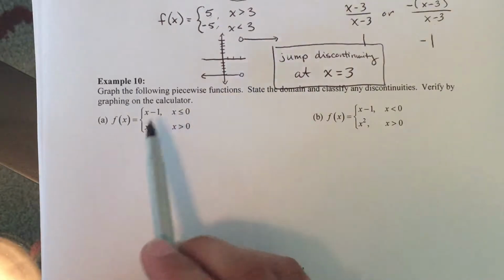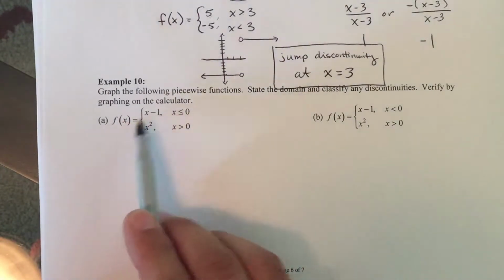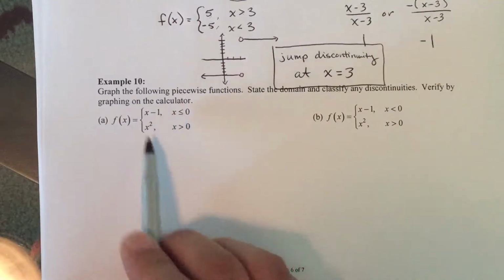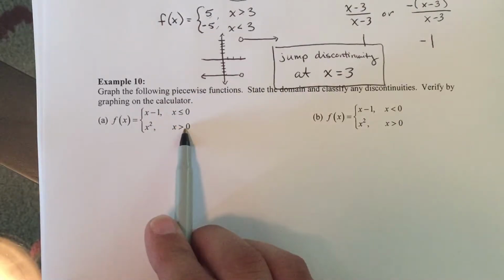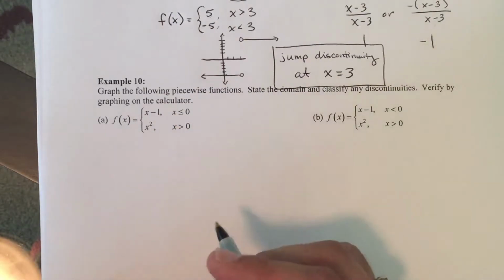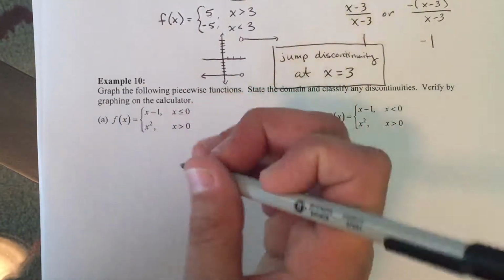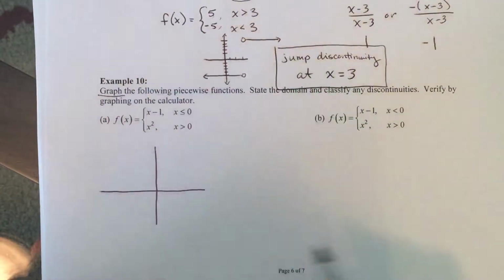So when you're dealing with piecewise functions, look at how this function is defined. This says y equals x minus 1 anytime x is less than or equal to 0, and y equals x squared anytime x is greater than 0. Okay? I kind of like to jump straight into graphing these, but we could set up a table. If you want to set up a table, I'll do that on the next example. Let me show you how I would do this because they want me to graph this thing.